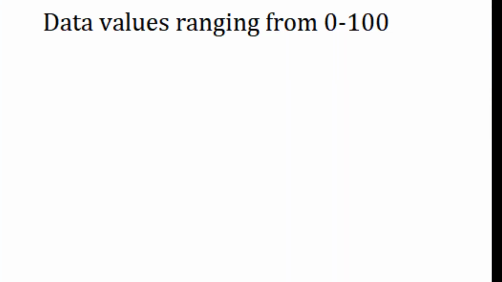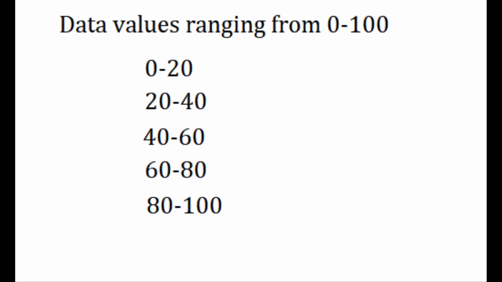Suppose you have data whose values are ranging from 0 to 100. And if you divide the data into 5 equal intervals, the first class will have data comprising values between 0 to 20, and the second 20 to 40, the third 40 to 60, and then 60 to 80, and finally 80 to 100.